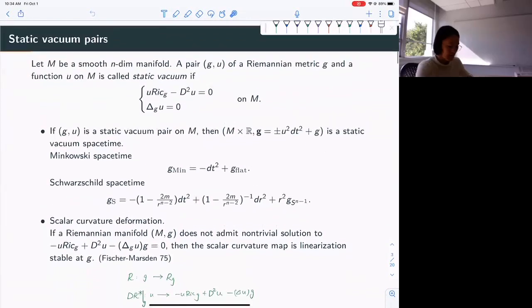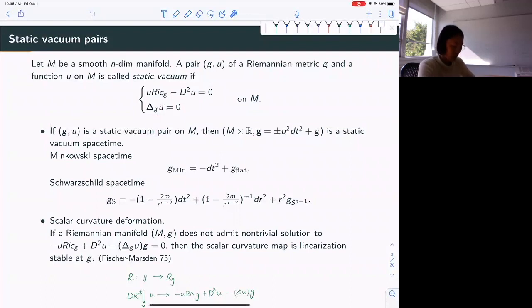So here we consider a smooth manifold denoted as M. It's an n-dimensional manifold, and a pair (g, u) consisting of a Riemannian metric g and a function u on this manifold is called a static vacuum pair if the following system holds. The first equation says that u times the Ricci tensor of g is equal to the Hessian of u, and the second equation says that u is a harmonic function with respect to g. It's also equivalent to say that the metric g is scalar flat.